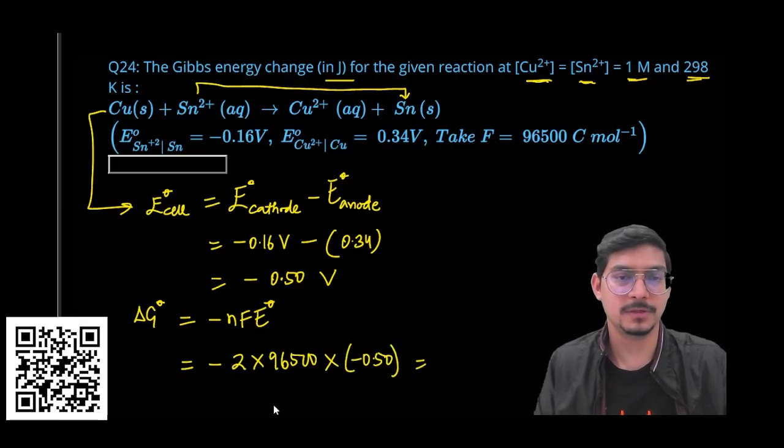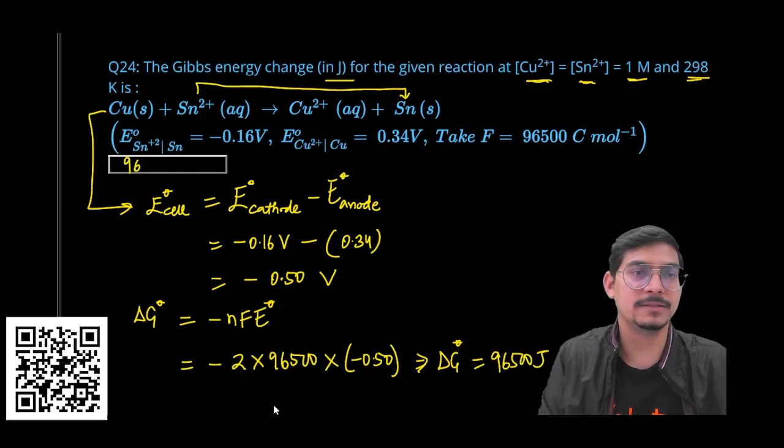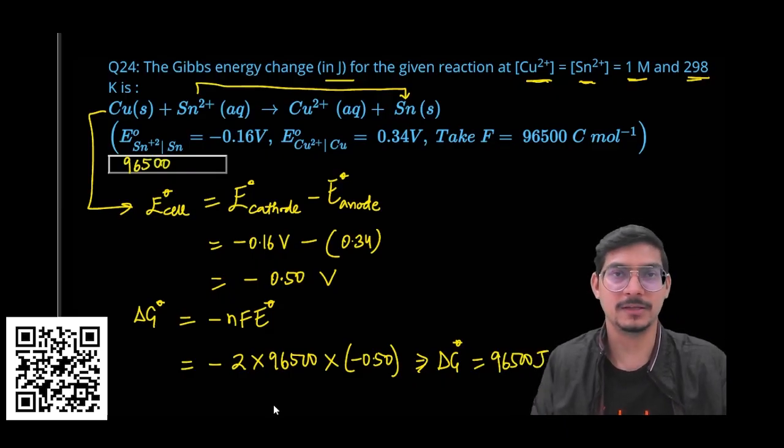So minus minus becomes plus, and delta G naught would be 2 multiplied by 0.5, which is actually 1. So this leaves us with 96500 joules, right? So the Gibbs energy change would be 96500. That would be the correct answer for this question.